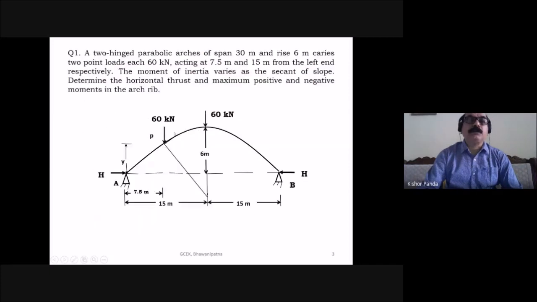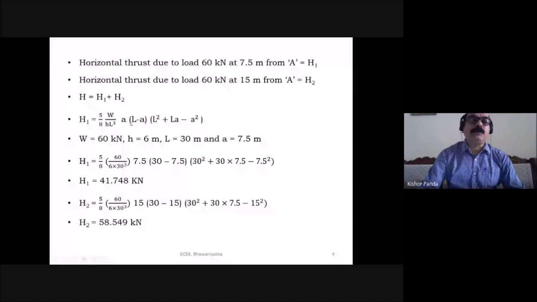So here you consider this as one concentrated load at a distance a from support A, and this also you consider as a concentrated load at a distance a from support A. For this load, you take a equals 7.5 meter, and for this load, you take a equals 15 meter. Find the horizontal thrust due to this one and due to this one. Due to this load, you take the horizontal thrust H1, and due to this one, H2. So H1 equals 5/8 times W/(hL cubed) times a(L - a)(L squared + La - a squared). W is equal to 60 kilonewton.